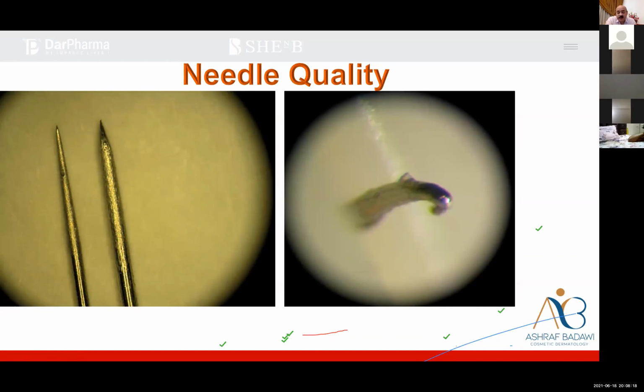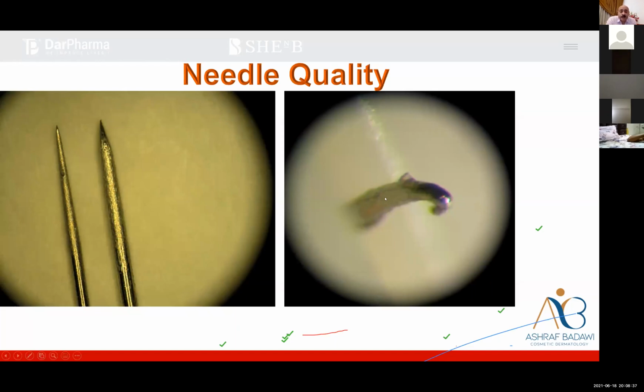So it is really very important to have very good quality needles, and that's why choosing the product you are working with is of utmost importance. Otherwise, you can induce some side effects in your patient's skin.